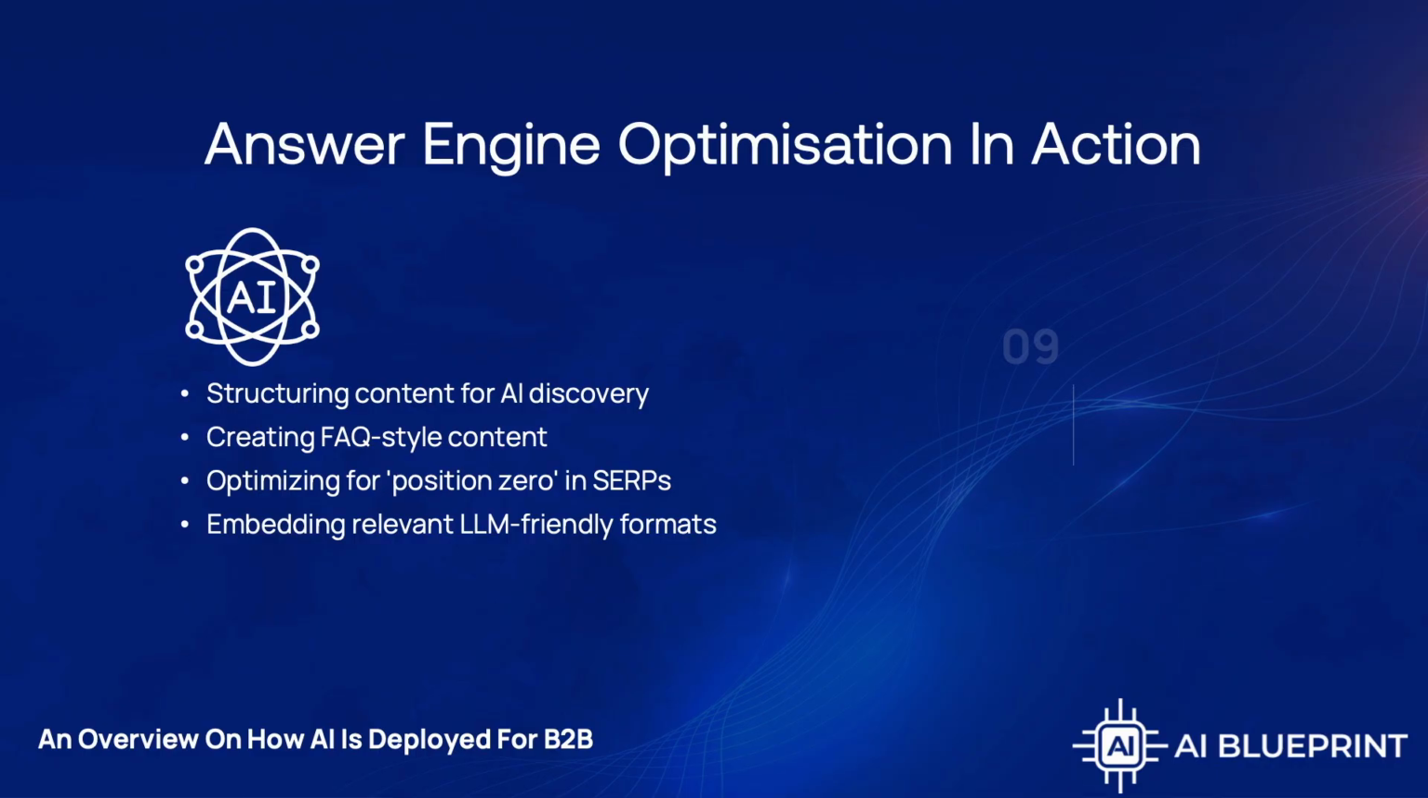So let's have a look at answer engine optimization in action. We need to structure content for AI discovery. So we're going to create frequently asked questions style content, because a question is put into Google: what is the best sales software? If you sell sales software, you have got to come up in those answers. So we will optimize for that, and it's called optimizing for zero position in the SERPs.